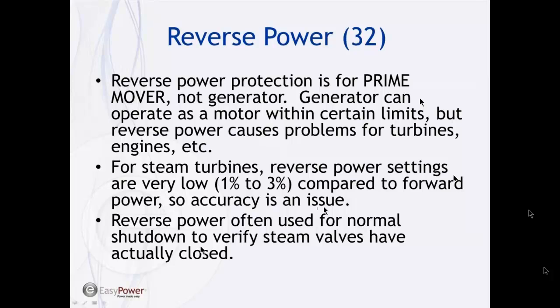So these reverse power settings are very low compared to the actual normal rating of the generator, 1% to 3%. So it becomes an accuracy issue when I have CTs and PTs that are sized for the normal full power, and I'm trying to monitor real power down in the 1% to 3% of the full power. So the accuracy becomes a little bit of an issue, but there will be guidelines for reverse power for whatever type of prime mover that you have.